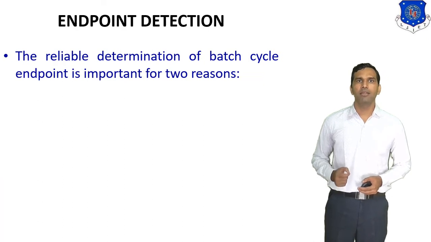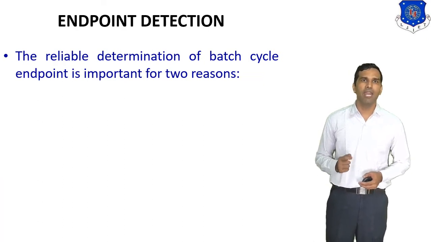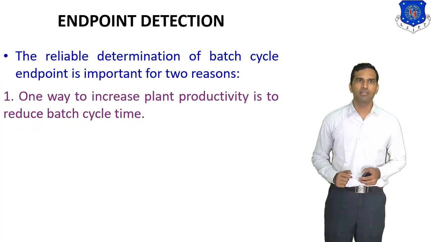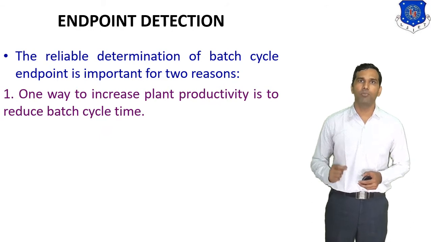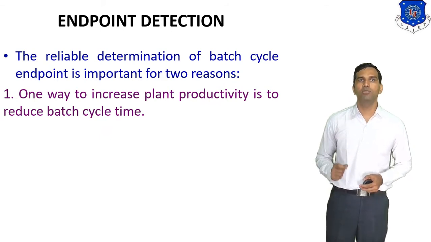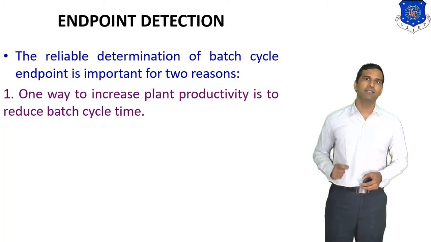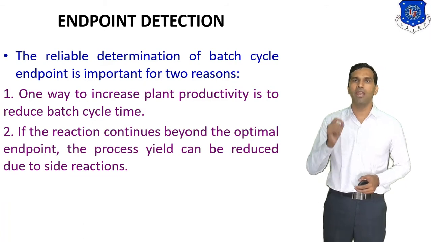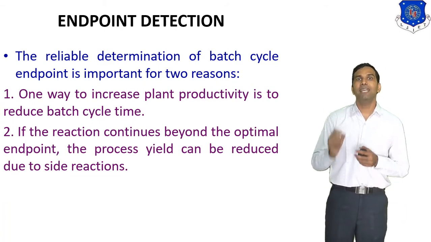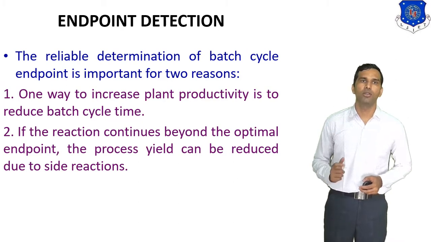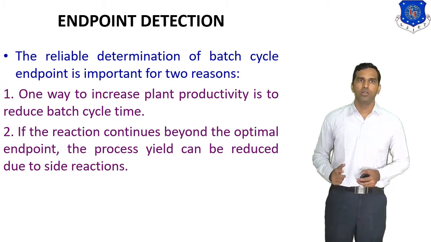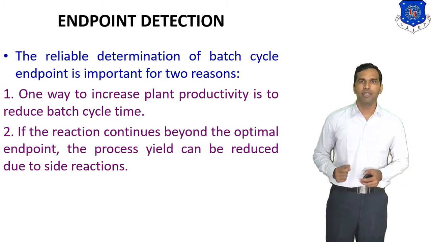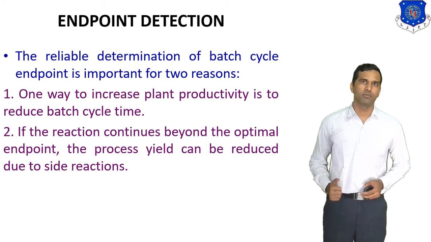The reliable determination of batch cycle endpoint is important for two reasons. First, one way to increase plant productivity is to reduce batch cycle time, and second, if the reaction continues beyond the optimal endpoint, the process yield can be reduced due to side reactions. So the reliable determination of batch cycle endpoint is important for these two reasons.